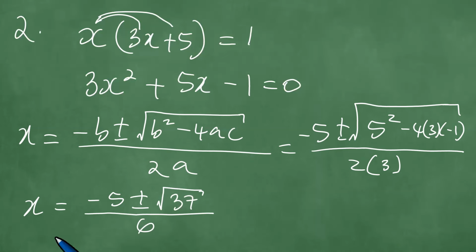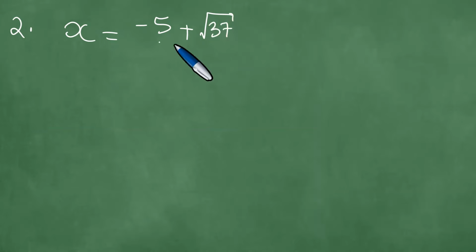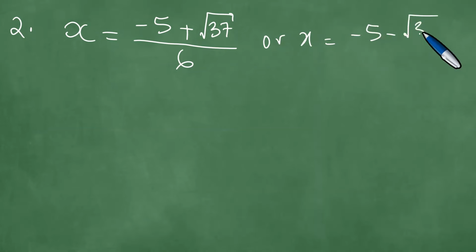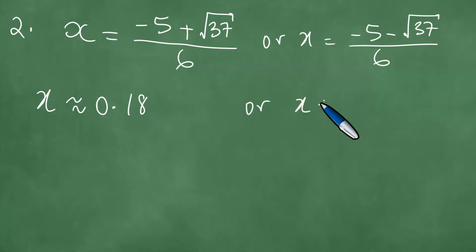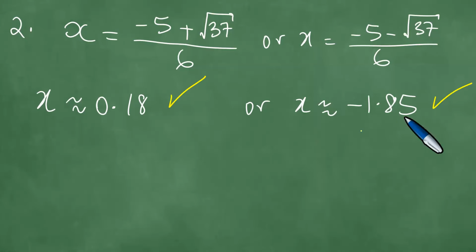So, as we continue the solution to number two, x equals minus 5 plus the square root of 37, or x equals minus 5 minus the square root of 37, all over 6. And the answer is 0.18. Okay, right, yes. So x is approximately 0.18, to two decimal places, or x is approximately minus 1.85. Right, so this becomes the answer.